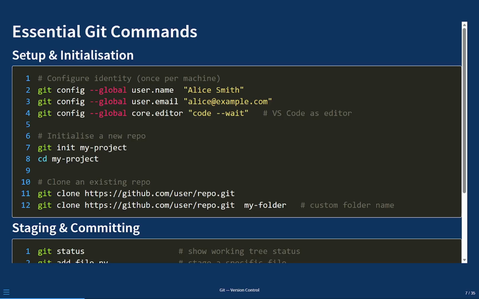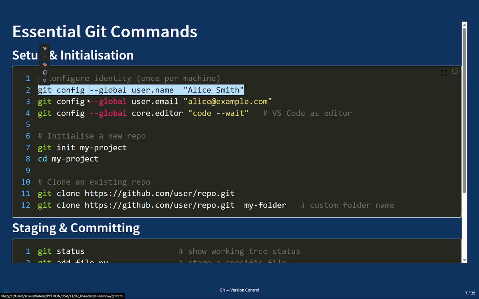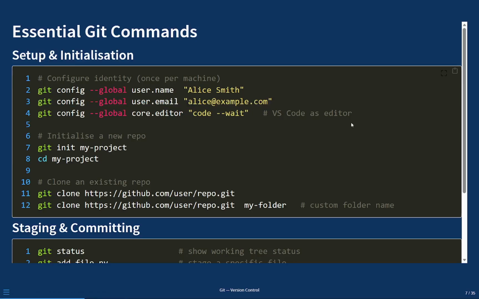Setup. Things you do once when you first configure Git on a machine. git config --global user.name and user.email set your identity, which gets baked into every commit you make. Setting core.editor to "code --wait" makes VS Code your commit message editor. Very handy. git init creates a brand new repository in the current directory. It creates the .git folder and nothing else.